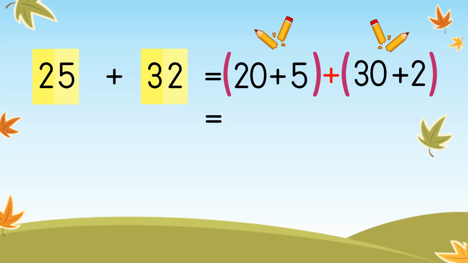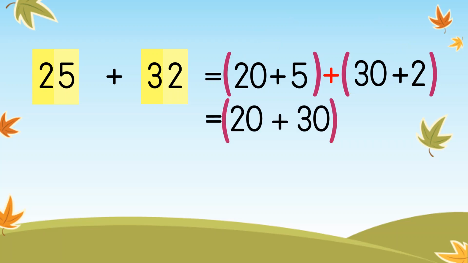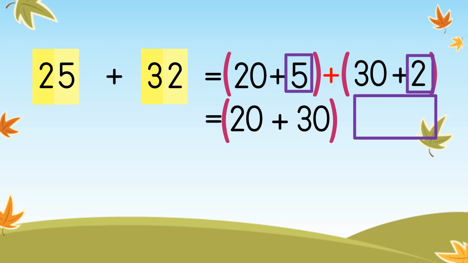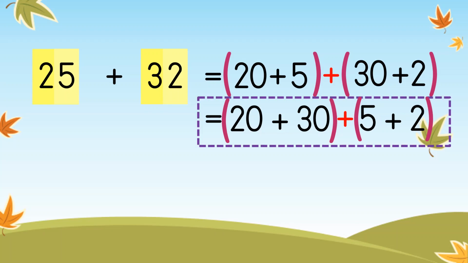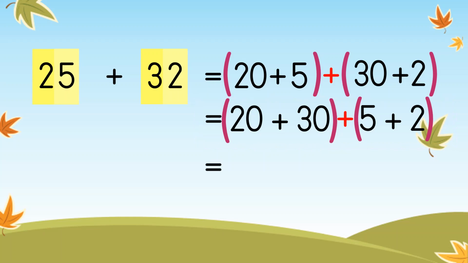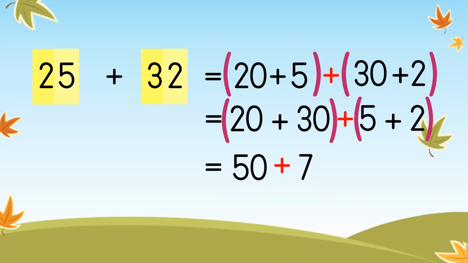Group all the tens together. Add brackets. Now do the same with the units. Add brackets. Don't forget your plus sign. Step 2, done. Step 3, put all the 10s and all the 1s together again. 20 plus 30 is, 5 plus 2 is, don't forget your plus sign. Great stuff. Step 3, done.